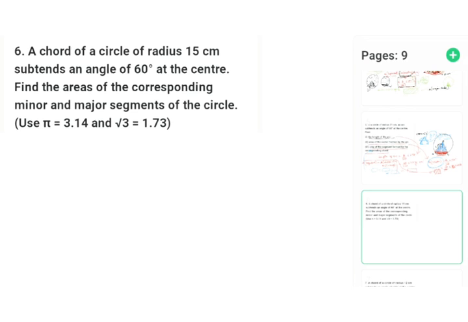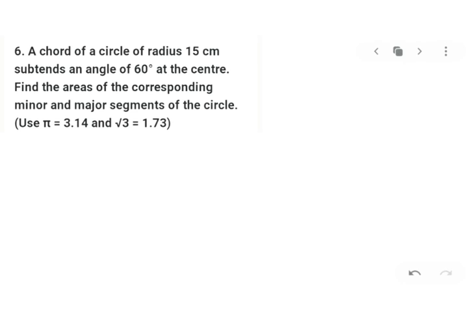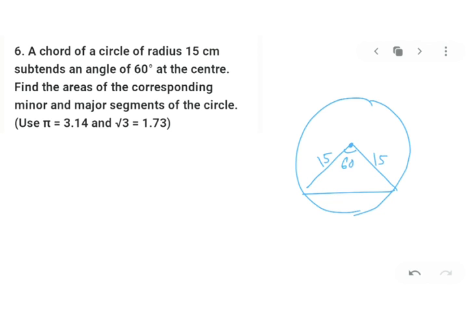In problem number 6, we have a chord of a circle of radius 15 centimeter. So I'll draw a circle, and here it is radius. This is 15, this also is 15. Subtends an angle of 60 degree at the center. So I have put 60 degree here. Find the area of corresponding minor and major segment.